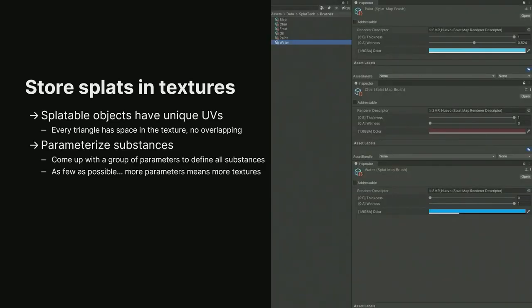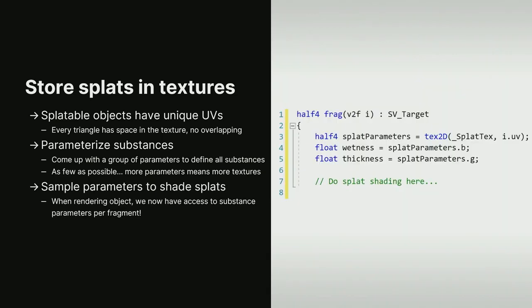And we need to be able to parameterize these substances, so come up with a group of parameters to define each of the substances in the game. And ideally as few parameters as possible, because more parameters means we need more textures to store them in. And then finally, once we have these parameters stored in textures, we can then sample them at shading time. And this will give us the parameters for the substance at the fragment level.